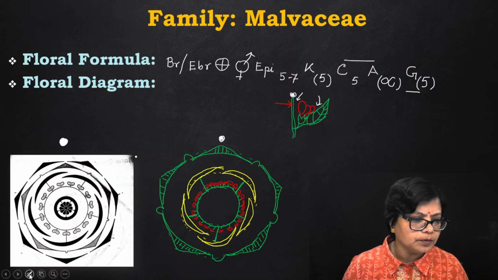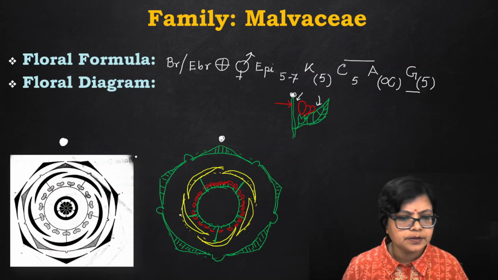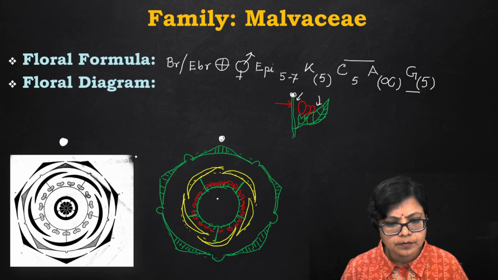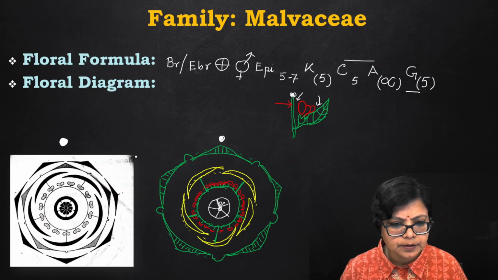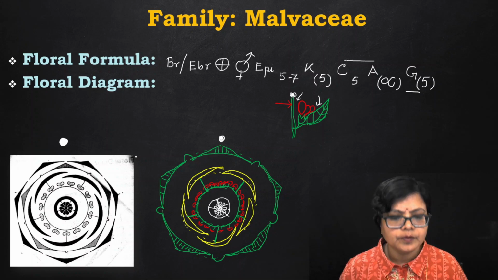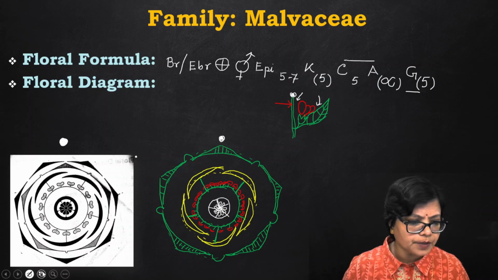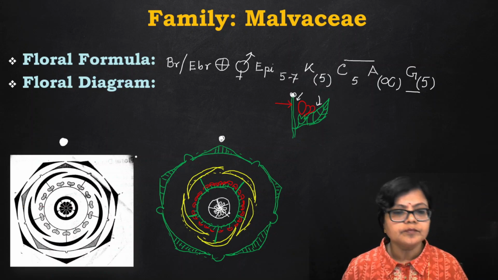Clear? Now the next part, that is the ovary. What we have learned, axile placentation. This is the placenta. How many locules? Pentacarpellary, 5 locules, 1, 2, 3, 4 and the 5th one. Okay, and then the ovules are attached on the placenta at the central axis in this way. So this part is over and one part is left, that is the epicalyx.